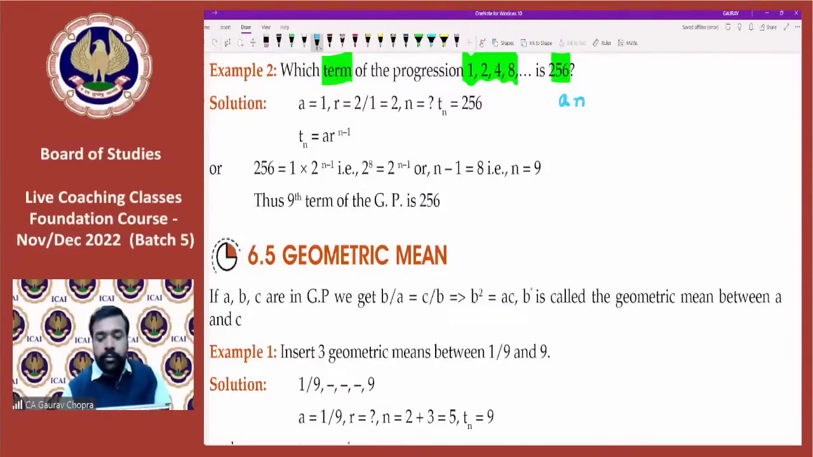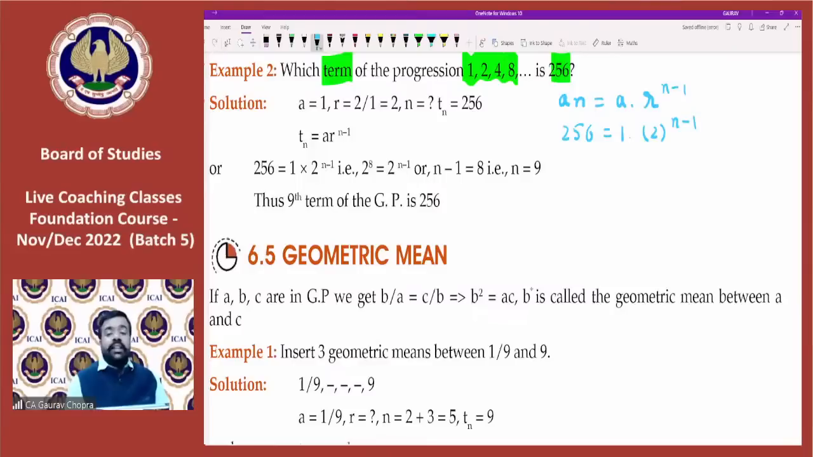So an is equal to a multiplied by r to the power of n minus 1. So what is an? It is 256. The value of a is 1. And what is r? R is 2, the common ratio. Then to the power of n minus 1.